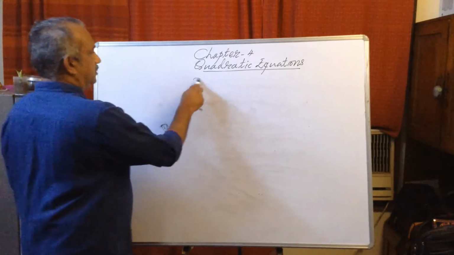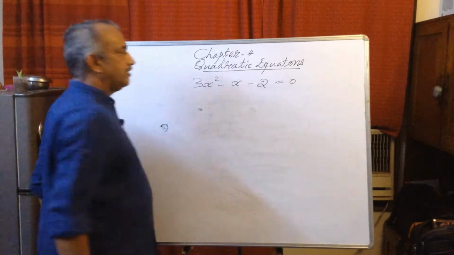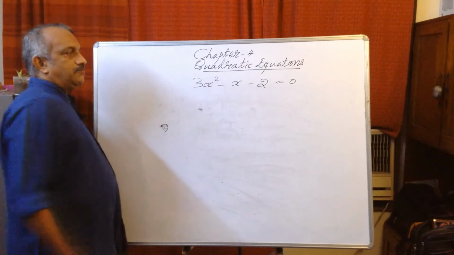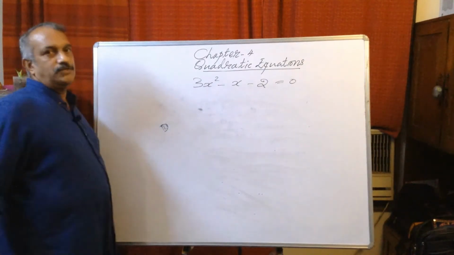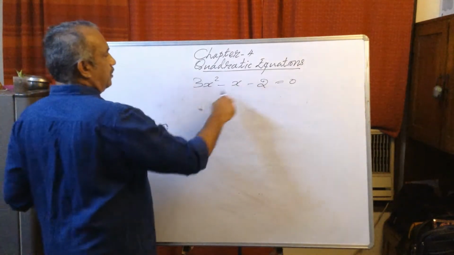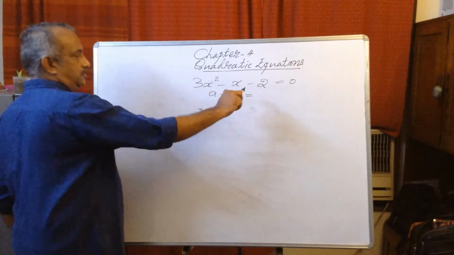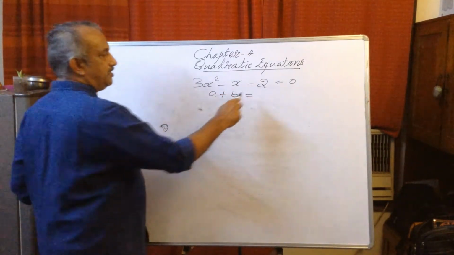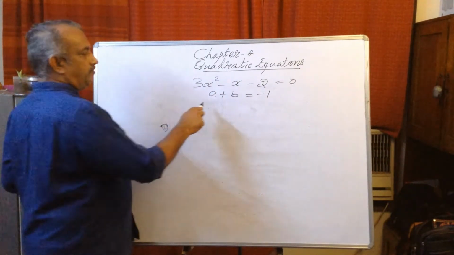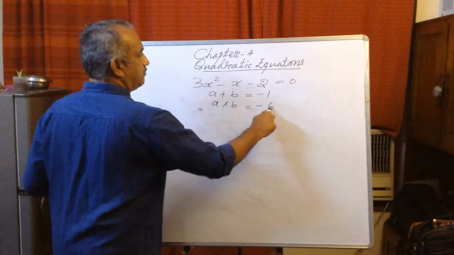Say for example 3x square minus x minus 2 is equal to 0. This is a quadratic equation in which the coefficient of the square of the variable is not equal to 1. So in this case you cannot find the zeros directly. So what you will do is the same splitting of the middle term, only the difference is you have to find two numbers whose sum is minus 1, that is the coefficient of the middle term, just like the above case. But the product is a into c, 3 into minus 2, which is equal to minus 6.